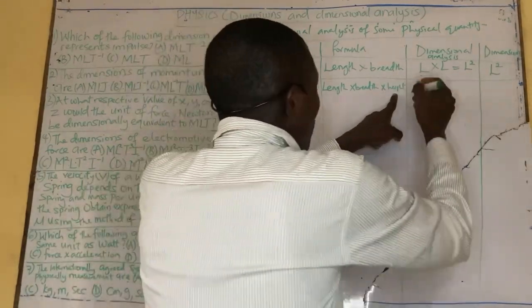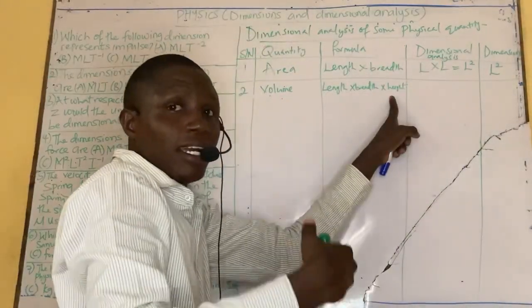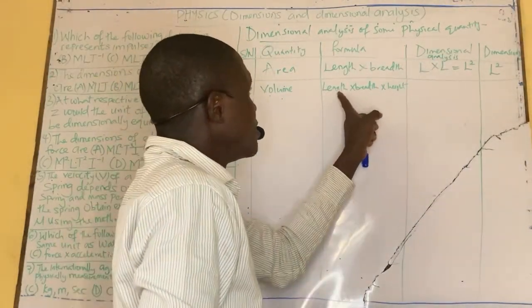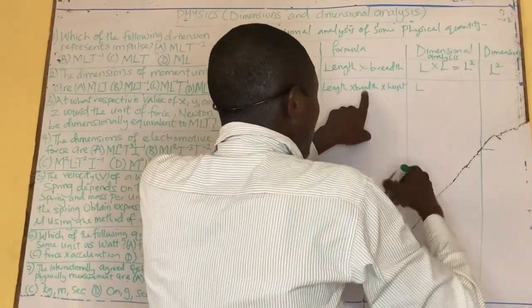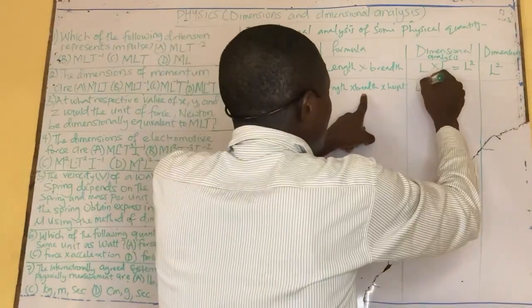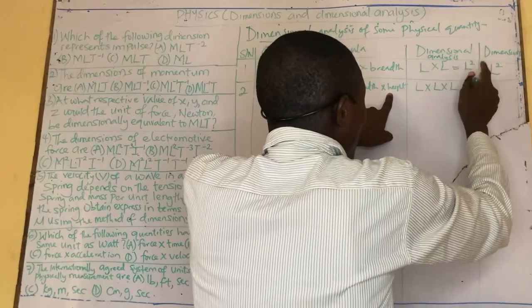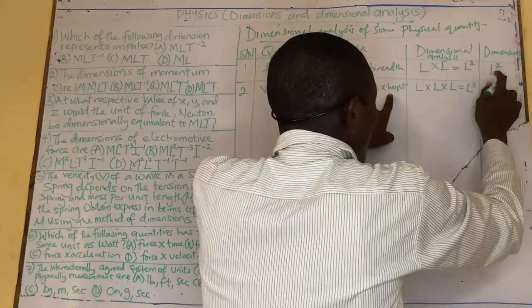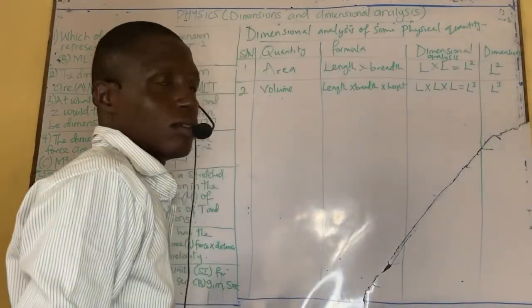Please follow. The length is measured in meters. That's why the dimension is L. The breadth is also measured in meters, so the dimension is L. And the height is also in meters, so the dimension is also L. So what we have here is L cubed. Therefore, the dimension of volume is L cubed. Do we get that?